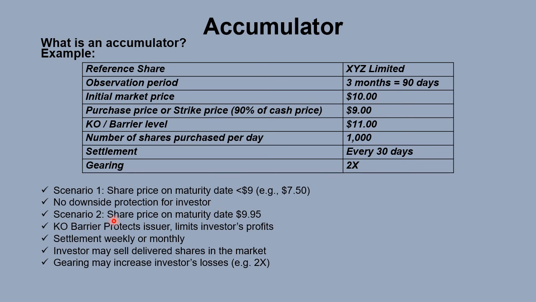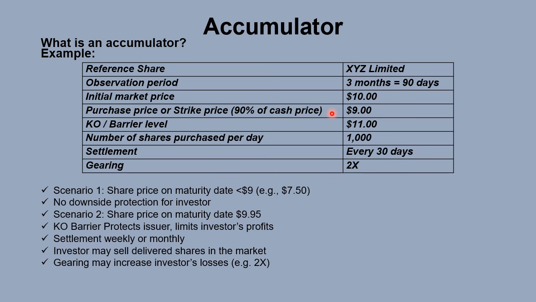What about the issuer? Isn't the issuer taking a lot of risk? What if the share price remains at $9.95 for all the 90 days? The issuer would lose a lot of money because he would have to deliver 1,000 shares worth $9,950 to the investor each day. In return, he will receive only $9,000 per day from the investor. And what if the share price flies away to $10.5? The issuer will lose even more money.